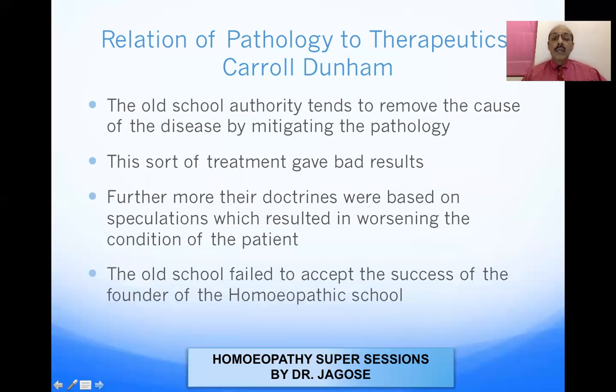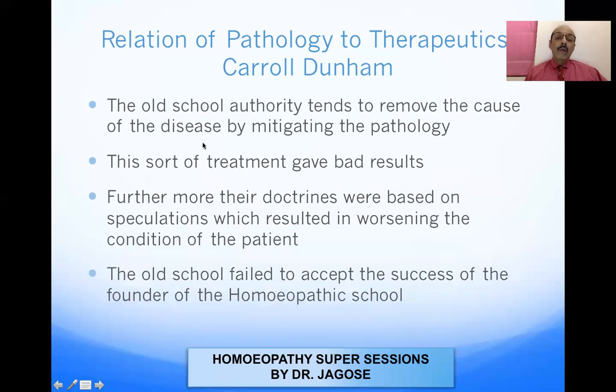The old school authorities tend to remove the cause of the disease by mitigating the pathology. So the old school was of the opinion, or they were authoritative by saying that if you remove the cause of disease, you have removed the pathology or you have destroyed the pathology. This sort of treatment gives bad results. Furthermore, the doctrines were based on speculation, which resulted in worsening of the condition of the patient.